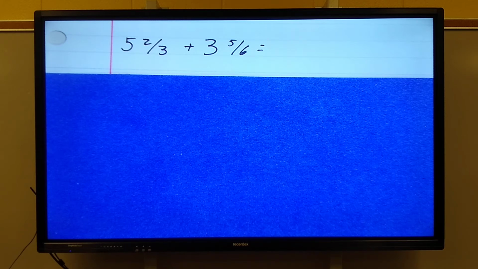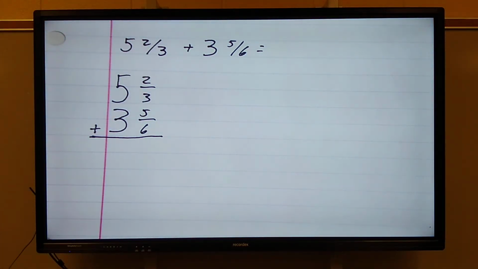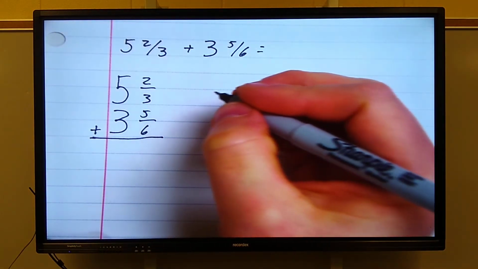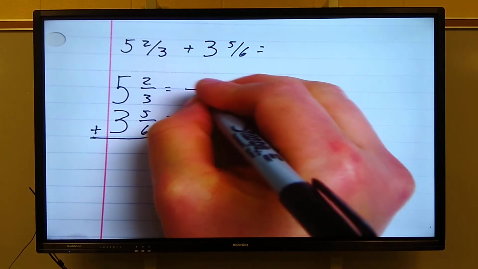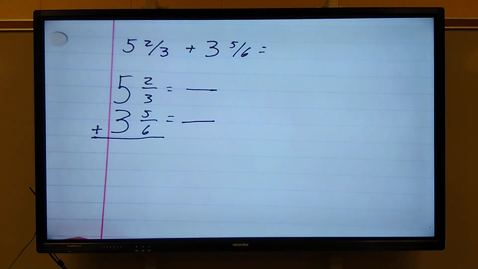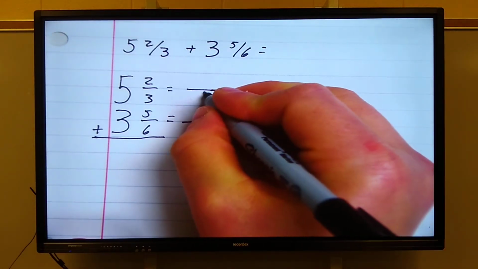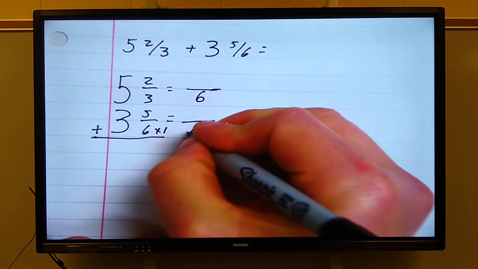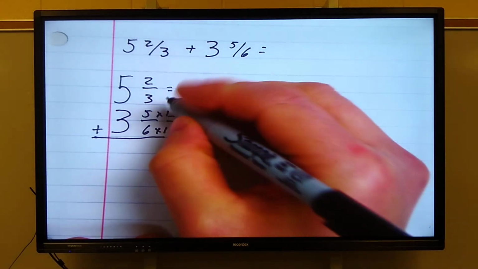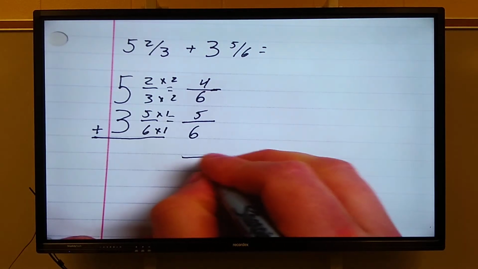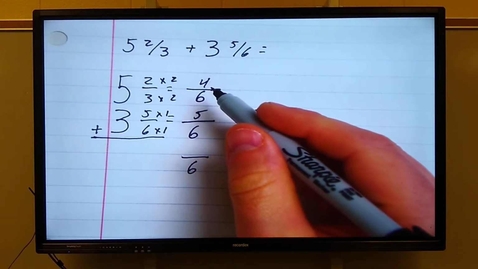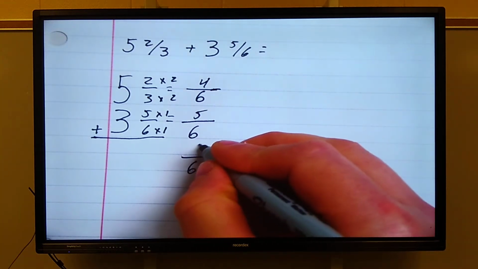Do that now. Pause the video. All right, let's see how bad you did. Step number 1, I got to find the least common denominator. Now with these two numbers, 3 and 6, it should have been very easy. 6. Very easy. 6 times 1 is 6. 5 times 1 is 5. 3 times 2 is 6. 2 times 2 is 4. Now I add. Denominator stays the same. Then you have 4 plus 5 equals 9.